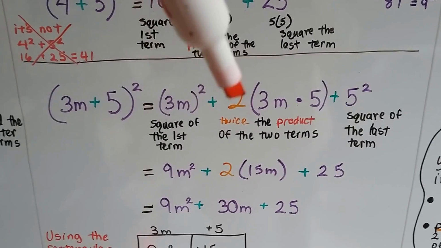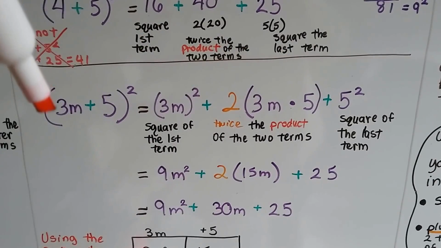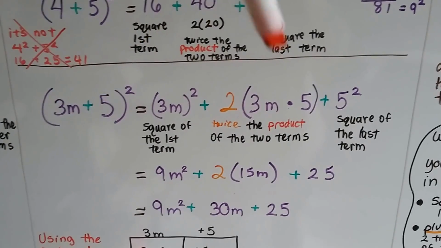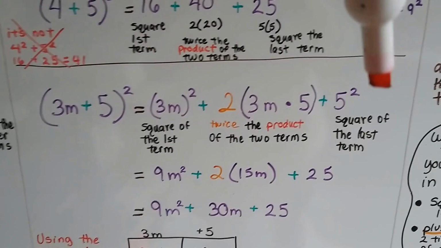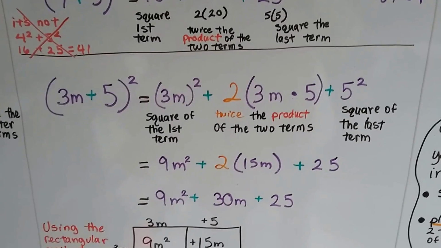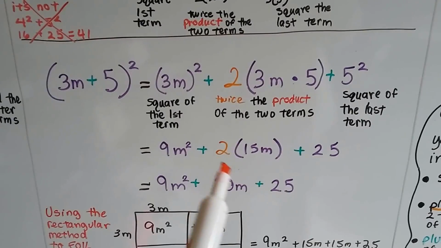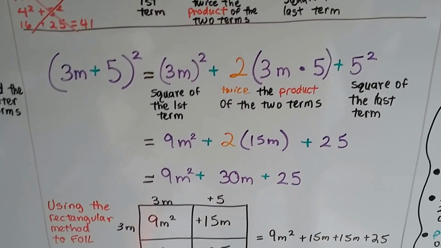Then we're going to do twice, there's the 2, of the product of the two terms. So the product of 3m and 5 is 15m, isn't it? Then we're going to square the last term. 5 times 5 is 25. So now we need to multiply this 2 times 15m, don't we? We have to finish this part, so we get 30m.